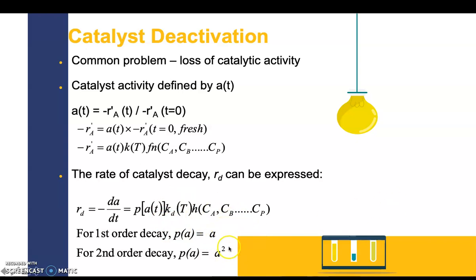So for first order decay, your p(A) will become A, and for second order decay, your p(A) becomes A squared. Right. So let's go to the next slide.